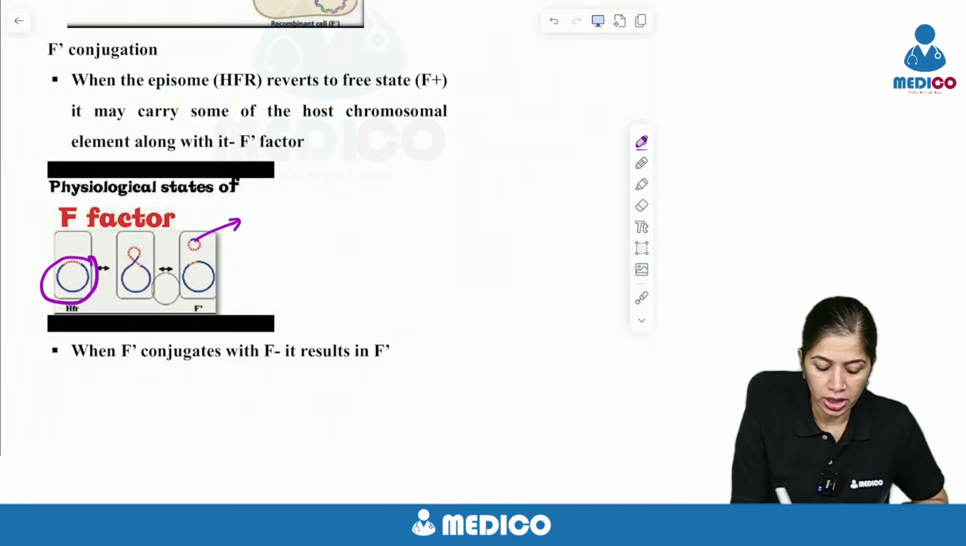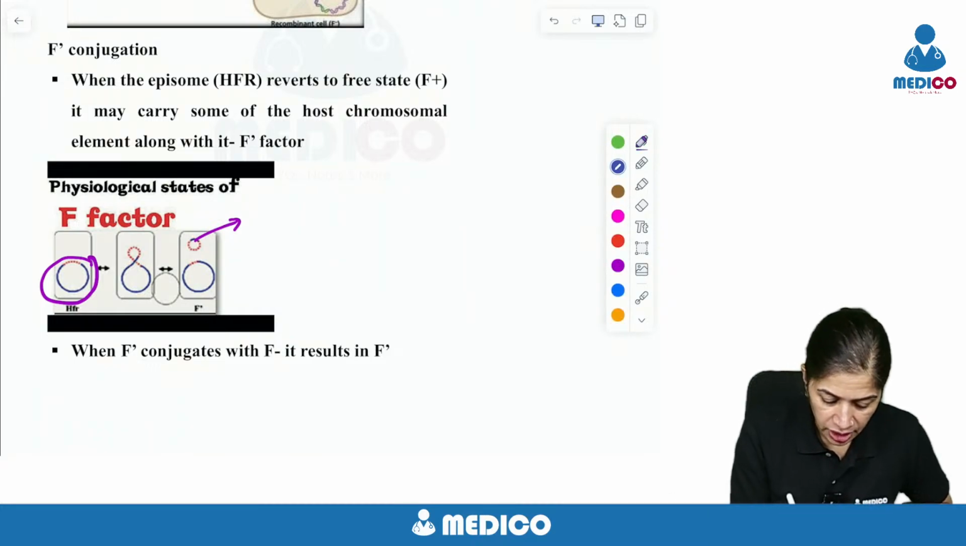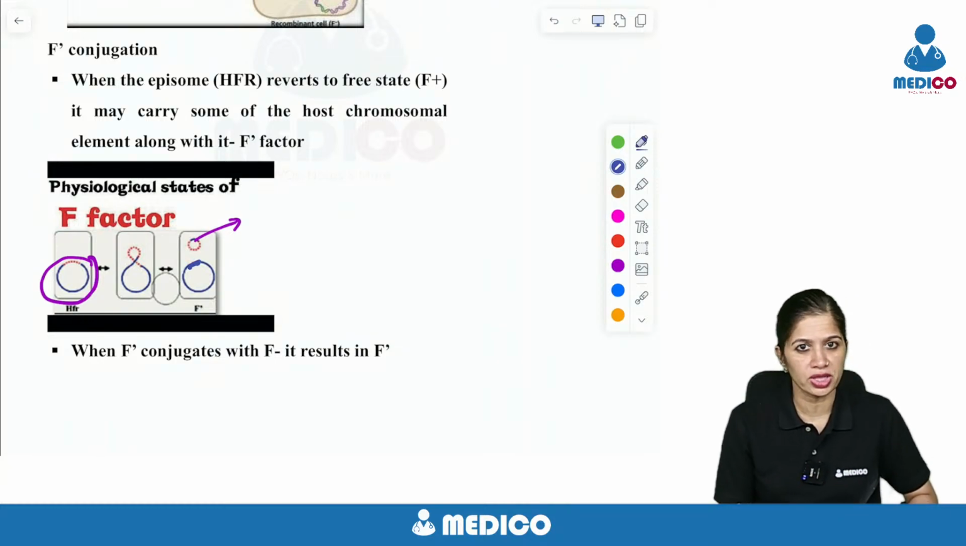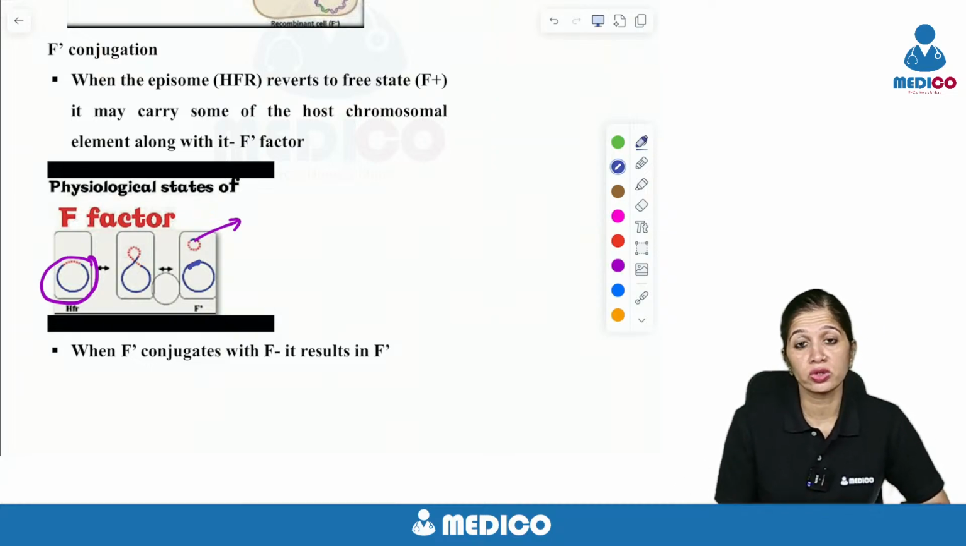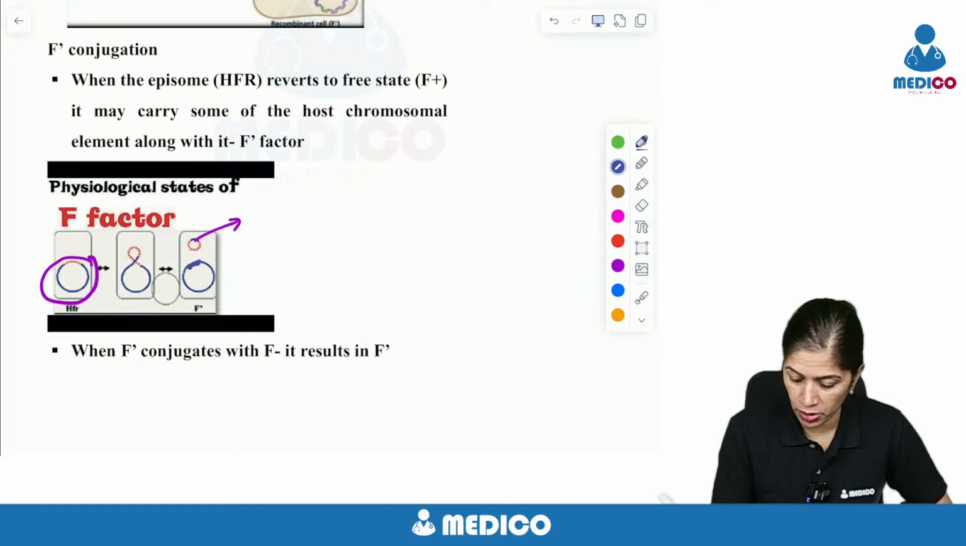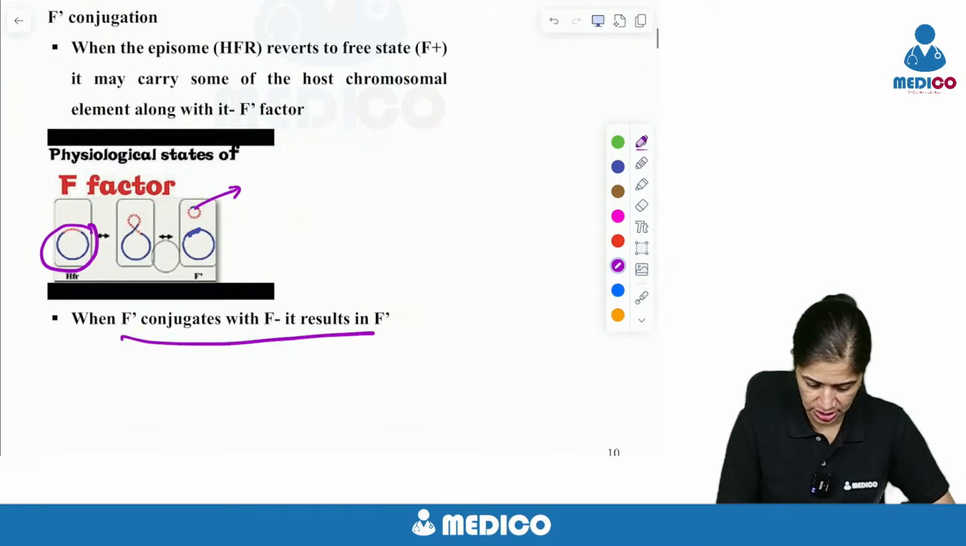Okay, so in this image, actually speaking, I disagree with this red here. You need not show it like that because it can get confusing. You must just think that there is a host chromosome, and once it gets separated, the plasmid also takes some part of the host chromosome along with it. Okay. So what happens when F prime conjugates with F minus? What do you get? Okay, let us see.